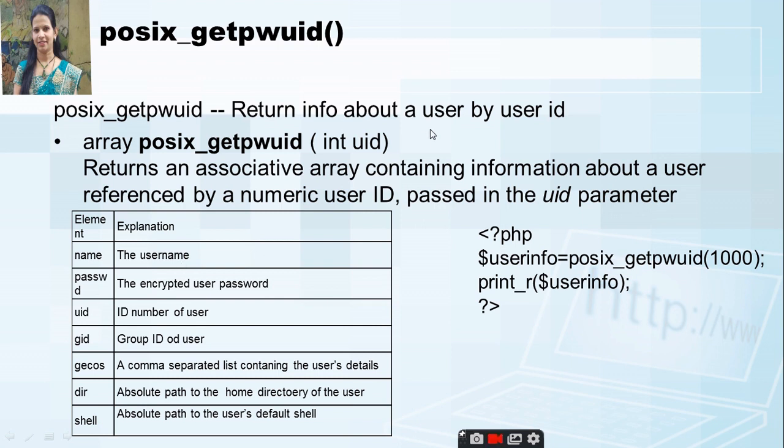So here we are using this function, and it has one parameter, your user ID, an integer. Here we are passing the user ID, and you will get one associative array of key and value pairs with the name, password, UID and all the information. Store this in the user info variable, and then by using the print_r function you can display the user information in detail.